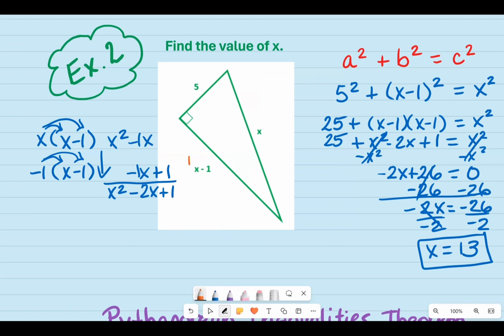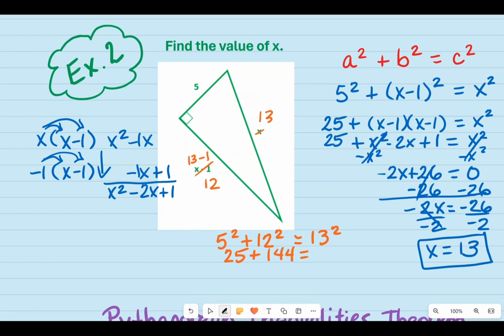If I wanted to check it, I can just go back and substitute in 13 for X here. I have 13 minus 1, so this would become 12 on this side. And then over here, the X is 13. So 5 squared plus 12 squared is equal to 13 squared. Let's see if that's true. 5 squared is 25, 12 squared is 144, and 13 squared is 169. If I combine like terms on the left-hand side, I see that 25 plus 144 is actually 169. And so therefore it is equal to 169, which tells me I am dealing with a right triangle.